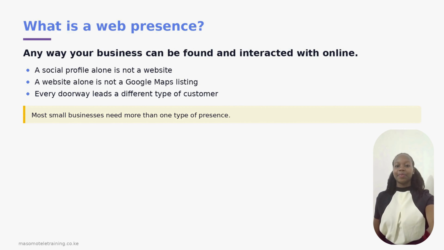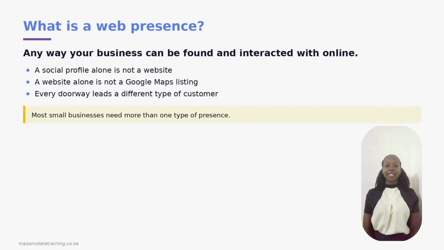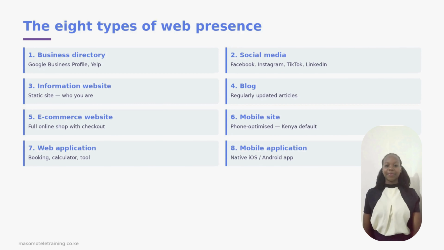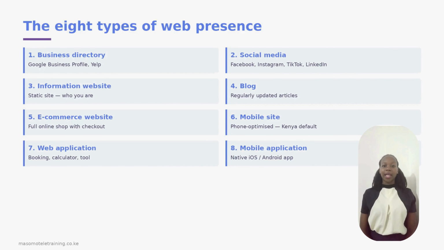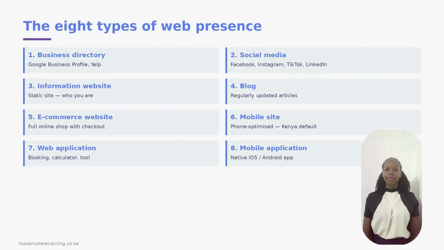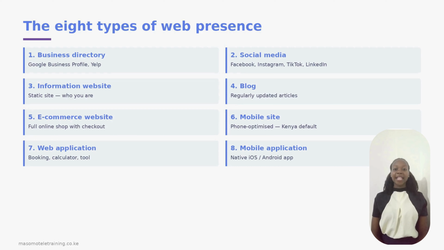Think of your web presence as a set of doorways. Every doorway leads a different type of customer to you. There are 8 main types of web presence you should know. 1. A business directory listing: Google business profile, Yelp. 2. Social media: Facebook, Instagram, LinkedIn, TikTok. 3. An information website, a static site telling people who you are. 4. A blog, regularly updating articles. 5. An e-commerce website, a full online shop.